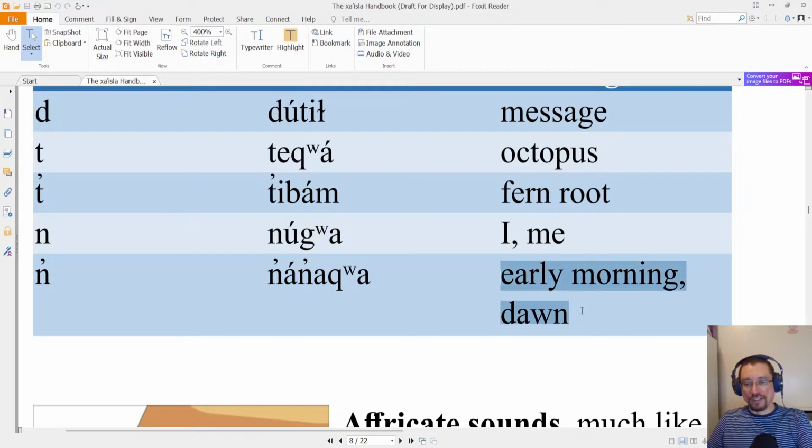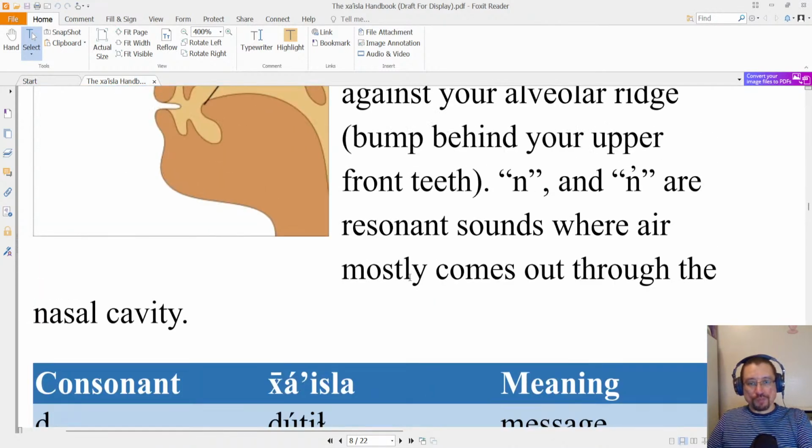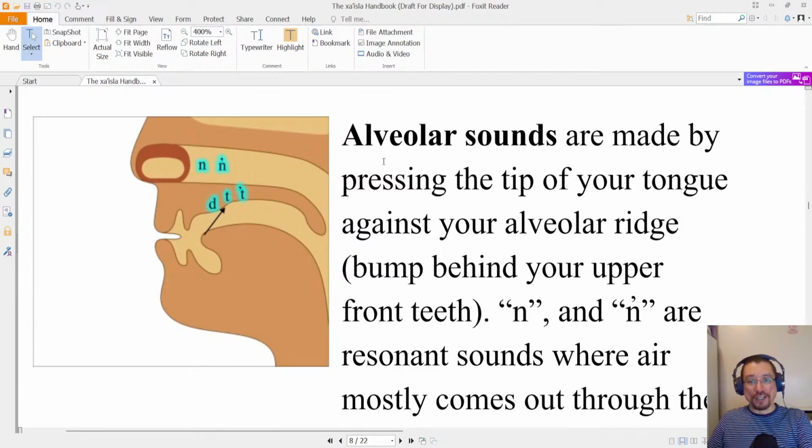Na'na'kwa means early morning or dawn. So that's it for this group of consonants. These are alveolar sounds.